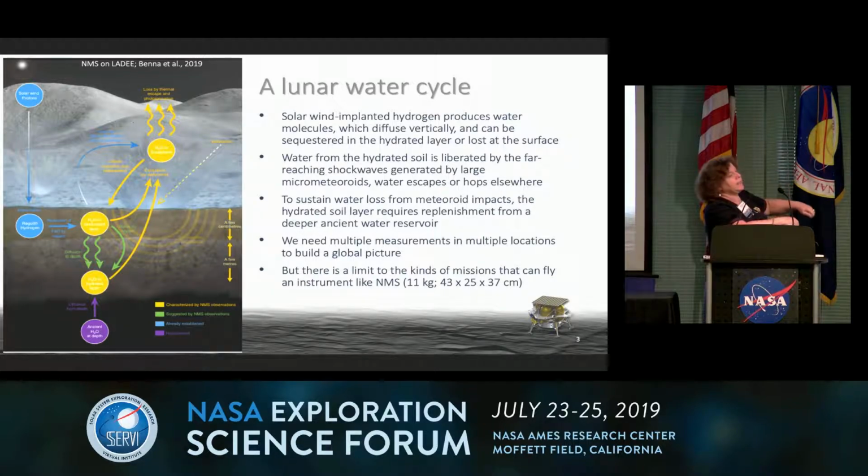You're liberating water molecules by micrometeorite impact. So every time you're doing that, you're liberating these molecules. They can hop around to another place. They can go back down into this deep reservoir, or they can be lost.